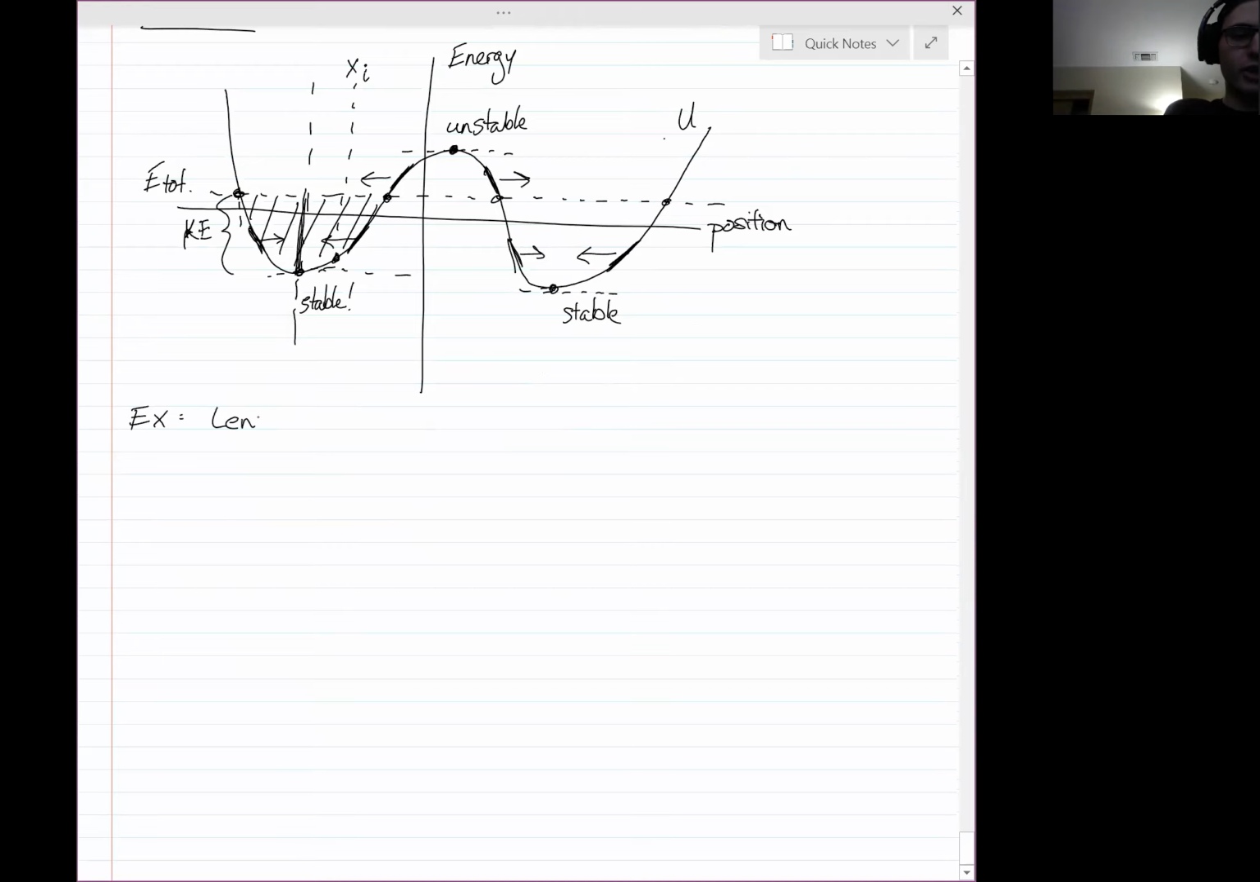Now, you may have heard of the Lennard-Jones potential in chemistry because it does show up a lot there. This is the same thing, but it's very much on the border between physics and chemistry.